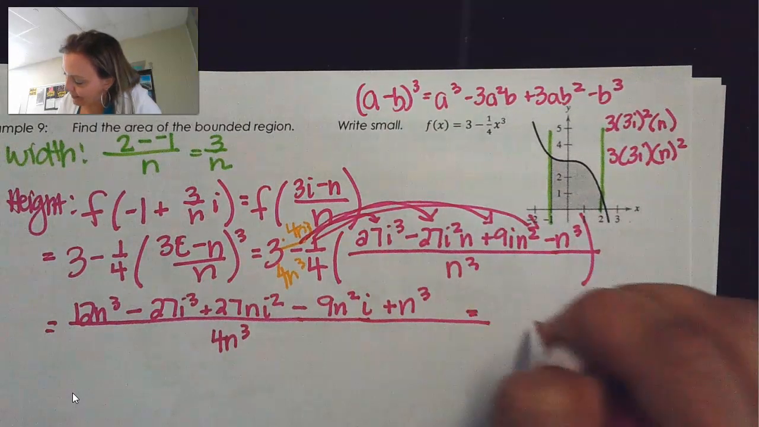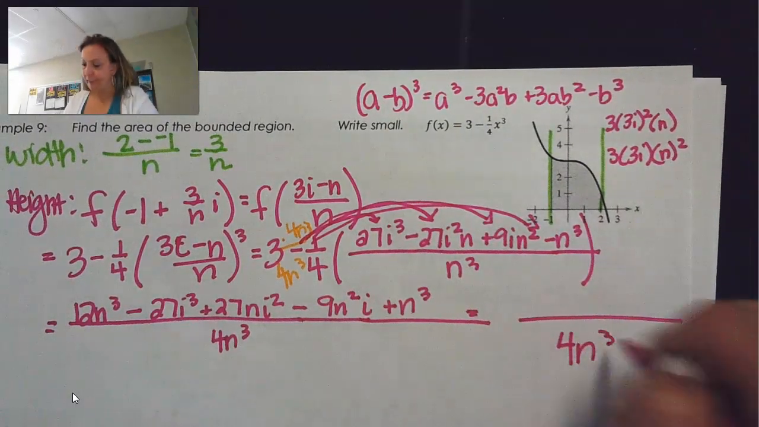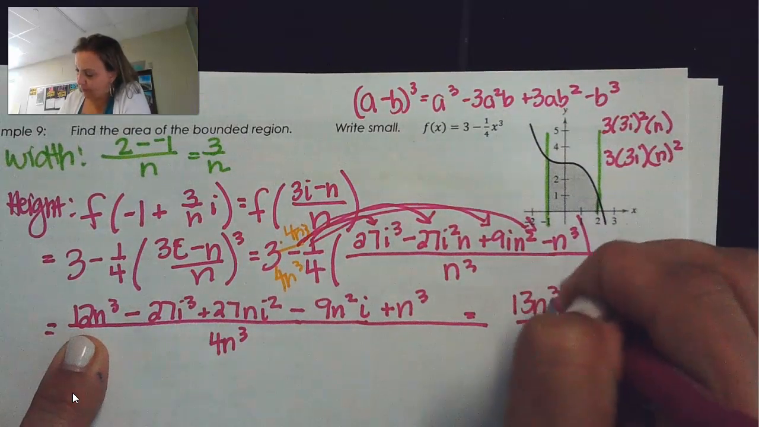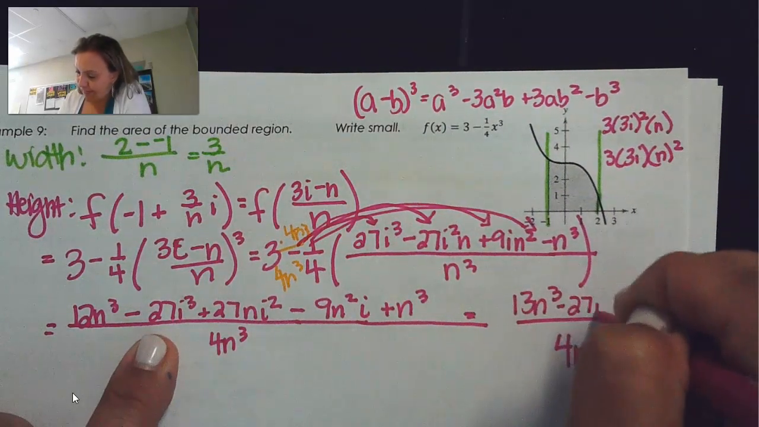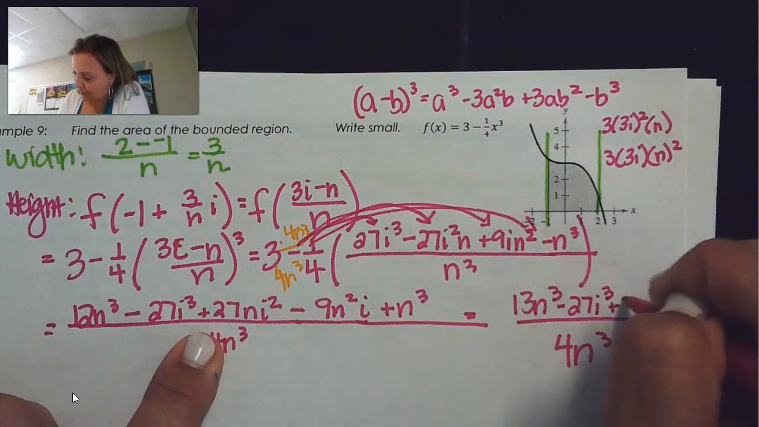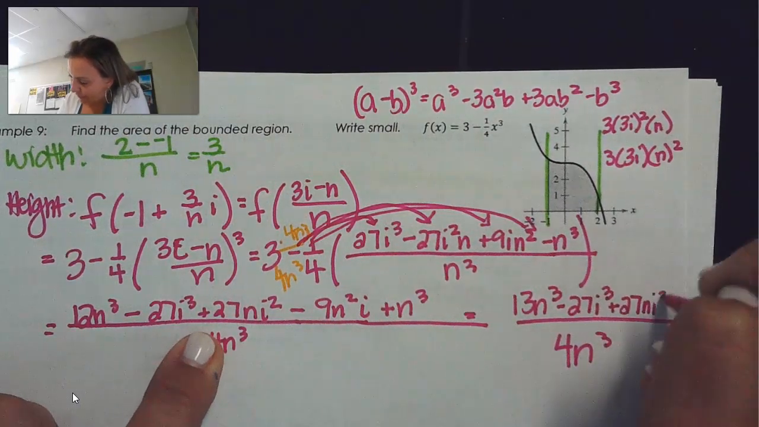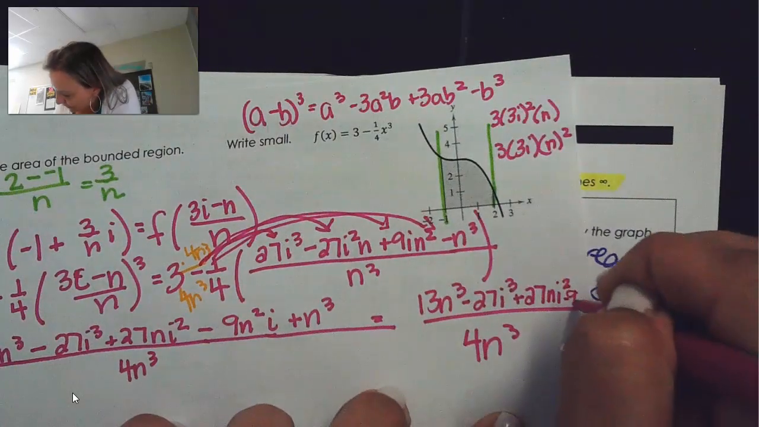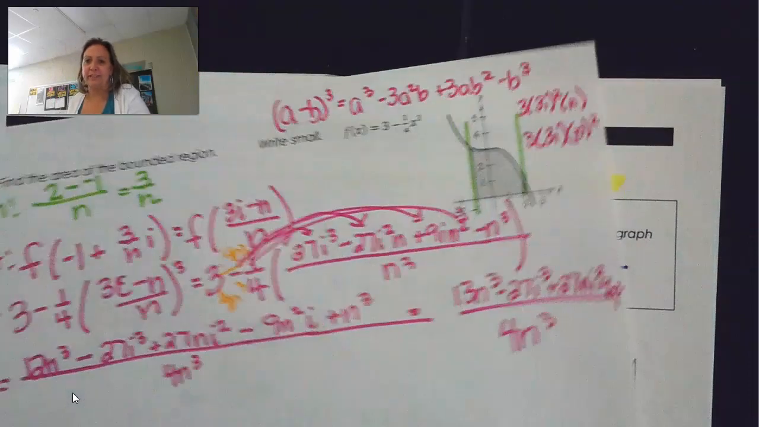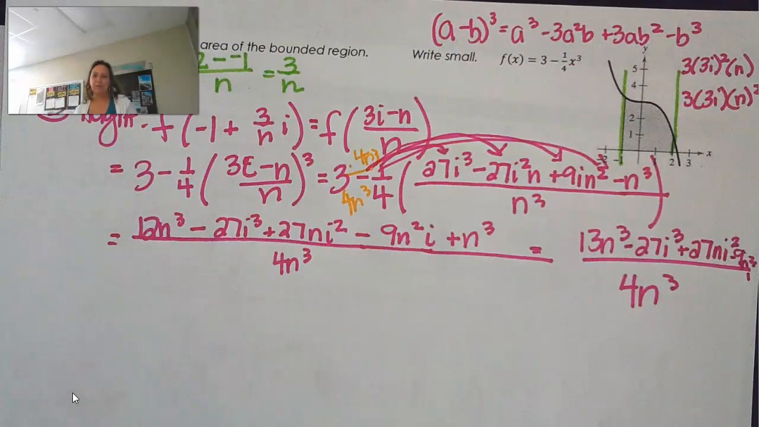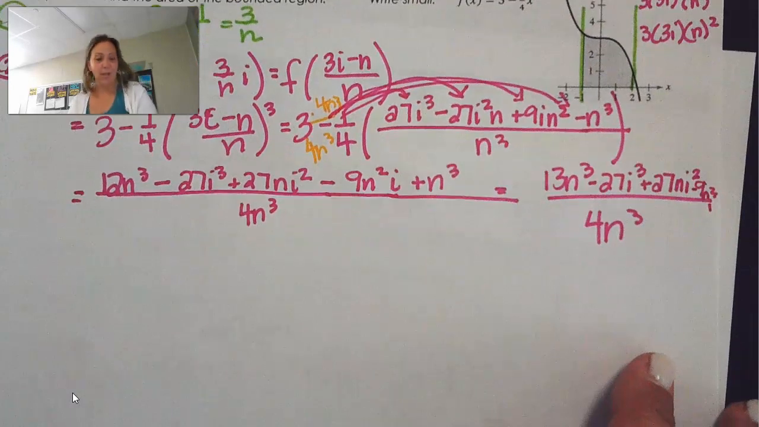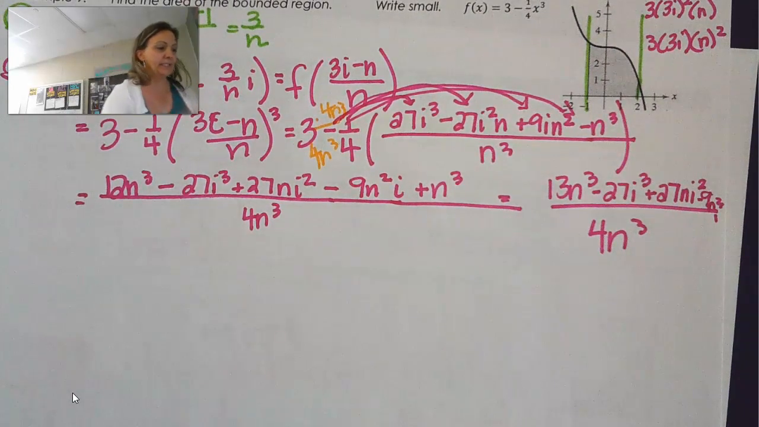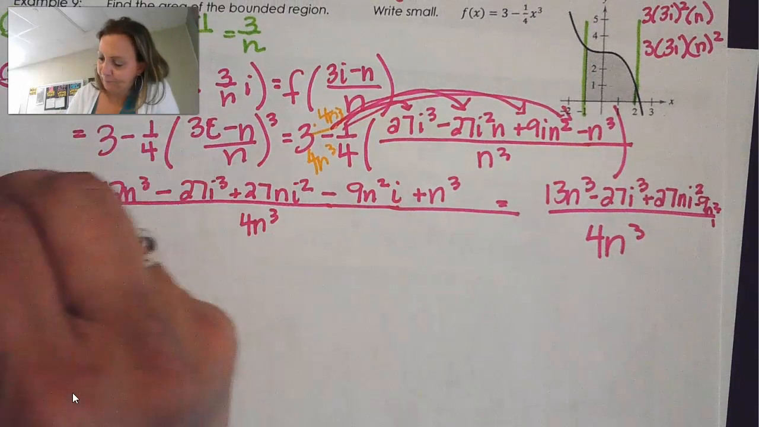So this will be 13n cubed minus 27i cubed plus 27n i squared minus 9 n squared i. Sorry. Okay. I had too much of a space here. All right, so now let's find the area. My blue is running out. I'm going to use a different blue for this area.